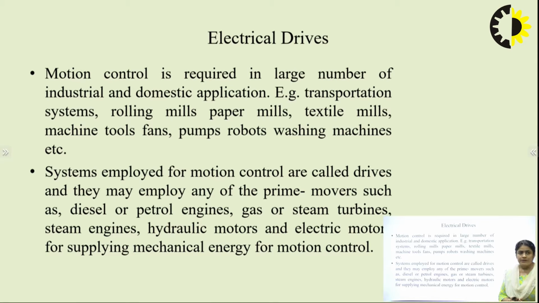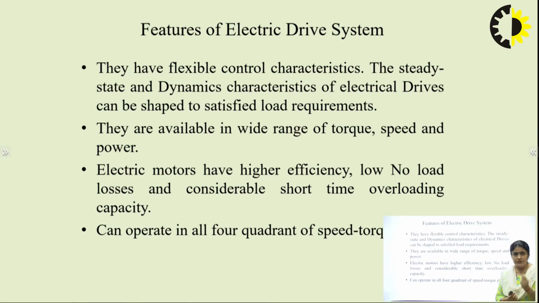Systems employed for motion control are called drives, and they may employ any prime mover such as diesel or petrol engine, gas or steam turbines, steam engine, hydraulic motors, or electric motors for supplying mechanical energy for motion control. So where we use electric motors, it can be considered an electric drive. So these are the features.